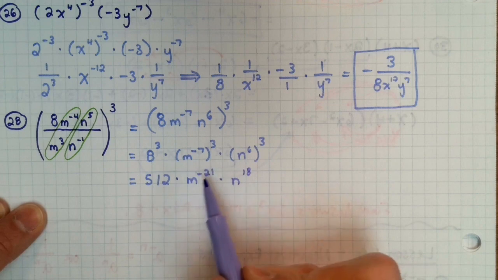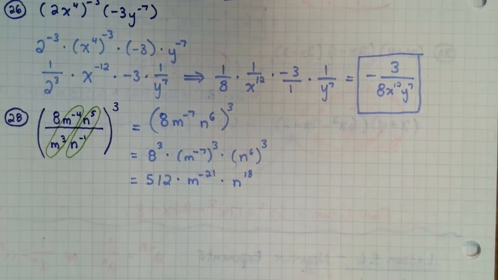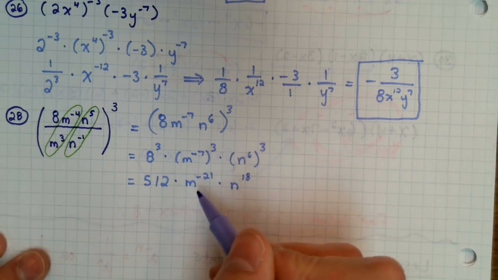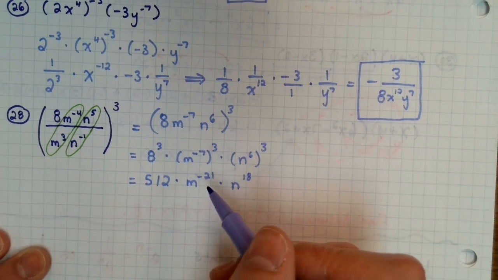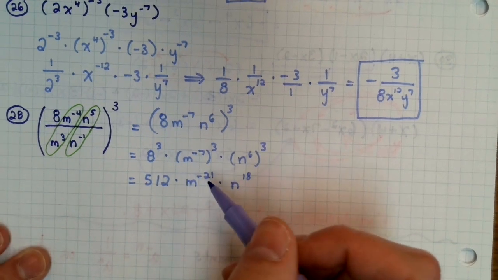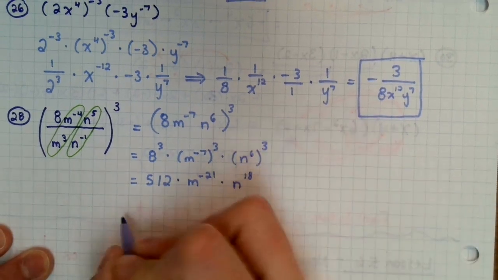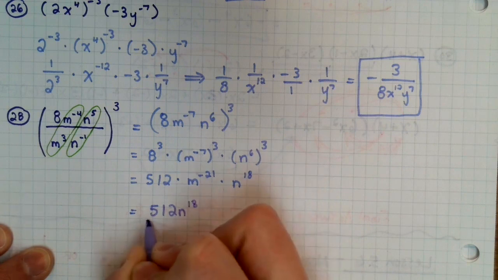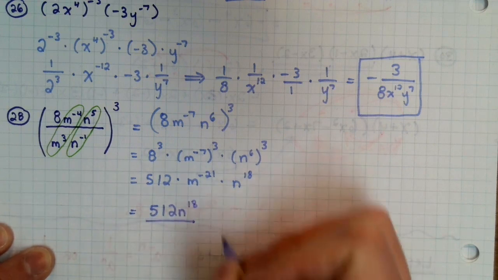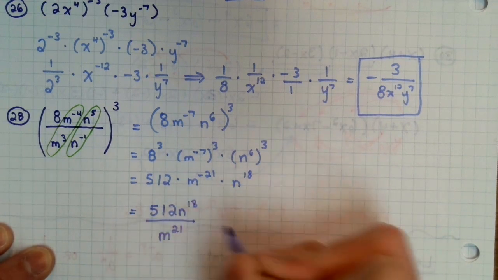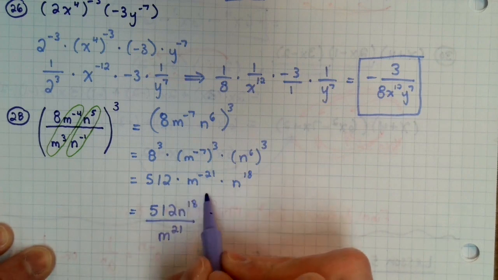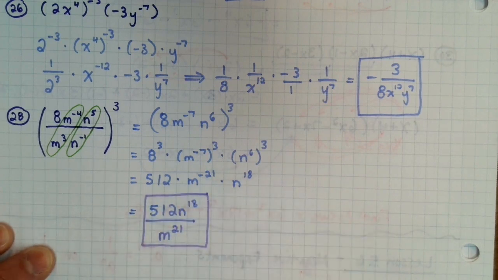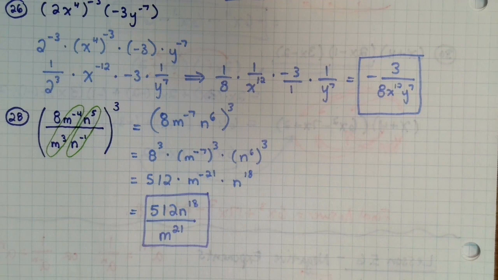The only thing we have left to take care of is the fact that this is a negative exponent. We're going to get rid of this negative exponent by applying that negative exponent rule. We're going to rewrite this as 512 n to the 18th, because that's going to stay on the top of our fraction bar, and then m to the 21st is now in the denominator. And this would be the final answer. So that is some more examples for rules for negative exponents.